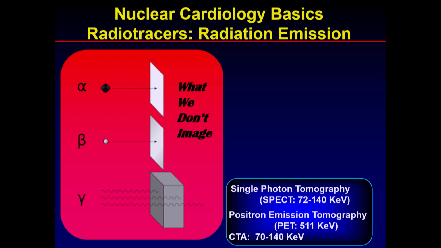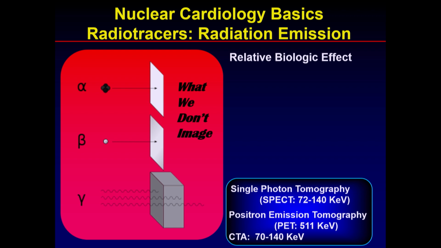The alpha particles, we really don't image because they're stopped by basically a tissue paper. Beta particles are stopped by a piece of paper, a plain old piece of paper, and only gamma rays can really penetrate through body tissues. So that's what we image in both single photon tomography as well as positron emission tomography, although we use different keVs for both of these imaging techniques. And all these different radiotracers and radioactive emissions also have importance in terms of radiation exposure.